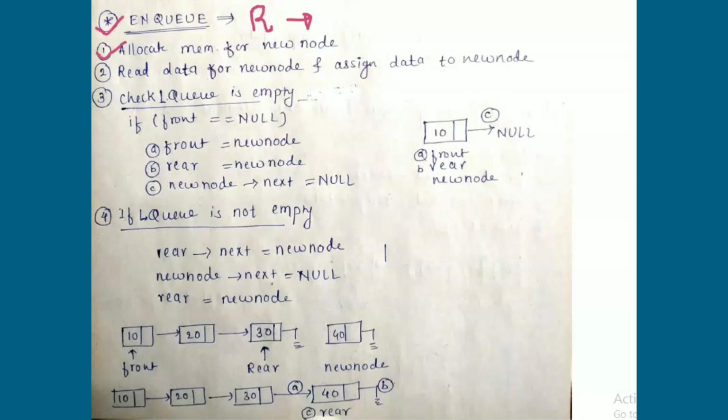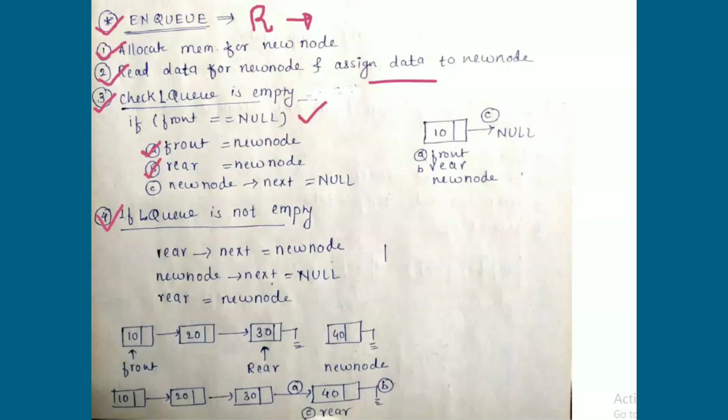First we will allocate the memory for the new node. We will read data for the new node as well as assign the data to the new node. After that, there are two possibilities: your queue is empty, or your linear queue is not empty. First, how to check if your queue is empty? If your front is equal to null, you can say that your linked list is empty. And whatever new node you are trying to insert into the queue becomes the first node of your queue. For that reason, the new node is assigned to both front and rear of your queue.